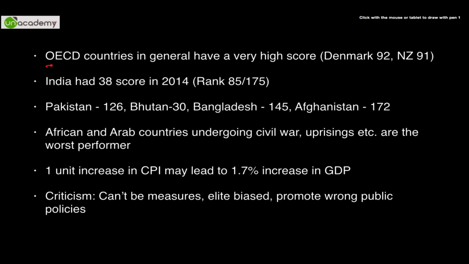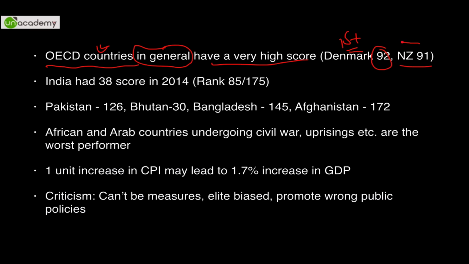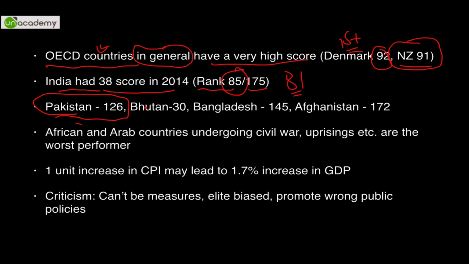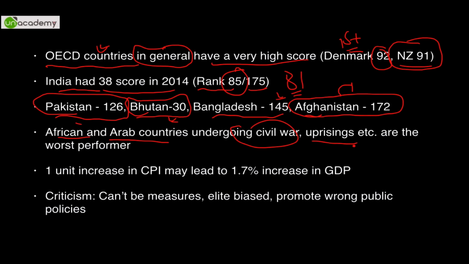Now moving forward, OECD countries, again I am telling you, Organisation for Economic Cooperation and Development, in general have a very high score. For example, Denmark is the first ranker, with a 92 score, New Zealand has 91. So these are OECD countries, very high score. Okay, now India had a 38 score in 2014, which means a rank of 85 out of 175. Earlier we were doing better, 81 something rank, but now it is 85. Now Pakistan has a rank of 126, Bhutan has a very good rank of 30, Bangladesh has 145, and Afghanistan has 172, one of the worst performing countries. Now African and Arab countries undergoing civil war, uprisings, upsurges, upheaval, all the ups, are the worst performers. Okay, the uprooting of governments, etc.